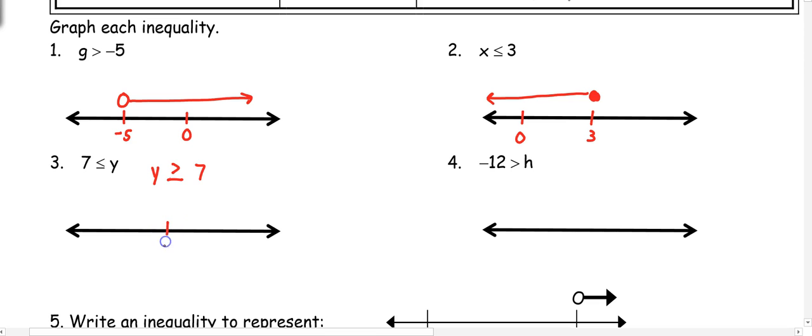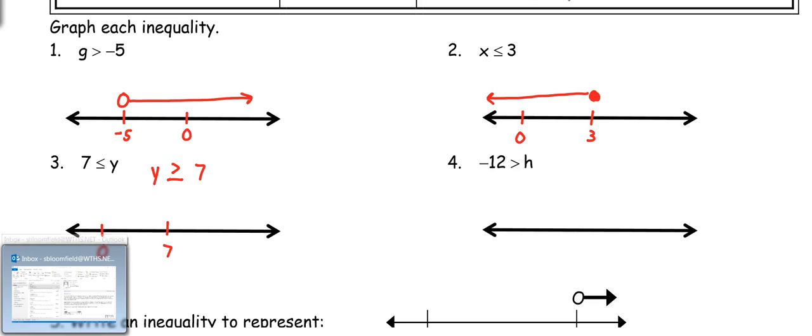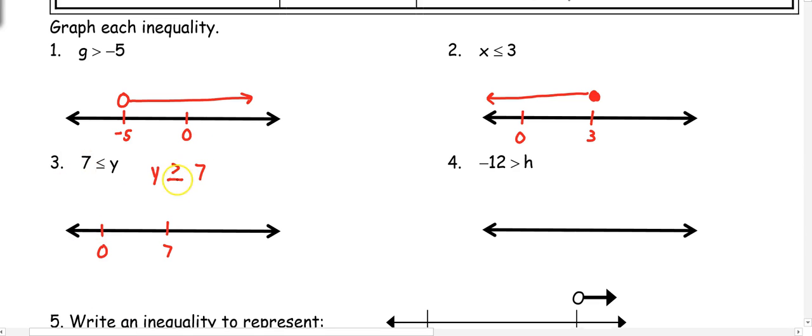So on our number line, we're going to label 7. We're going to label 0. And then we're going to graph. So at 7, there's a bar underneath it. So it's going to be a closed dot. And it's pointing to the right. So we're going to shade to the right.